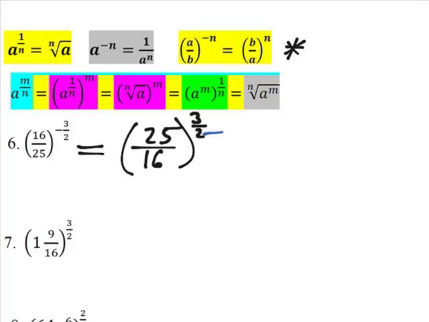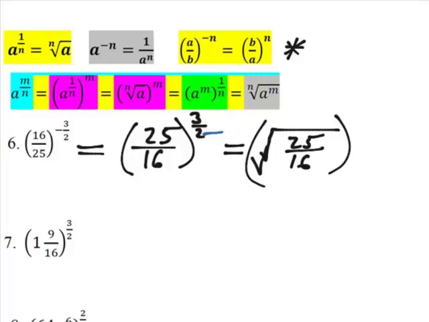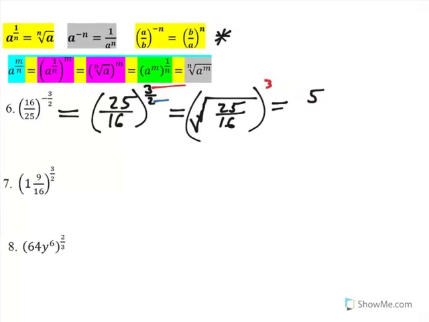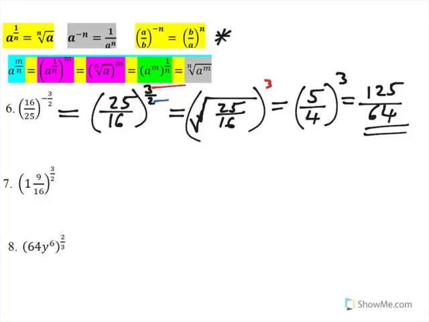Now don't forget that the denominator of the fractional power tells you what root to do. Well, it's 2, so it's square root. It's the square root of 25 over 16, and the numerator of the fractional power tells us to cube that. Now, the square root of 25 is 5, the square root of 16 is 4. If you cube that, 5 cubed is 125, 4 cubed is 64. This is good enough. You don't have to write it as a mixed number. You can if they ask you to.